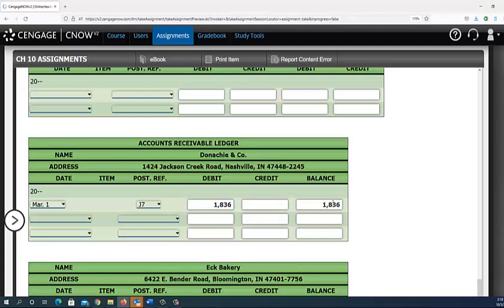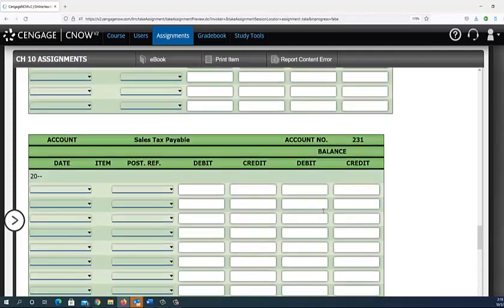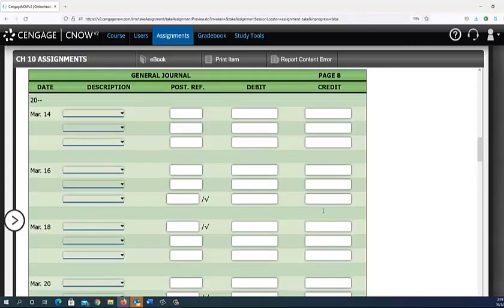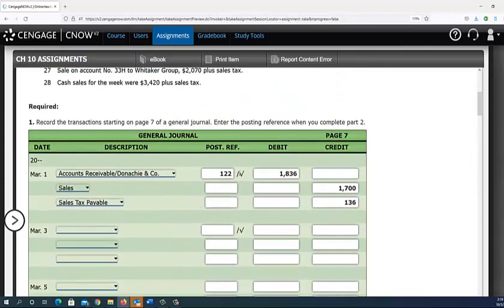Now notice we've only got one column here for the balance, and we need to know whether that balance represents a debit or credit, so we'll know how to balance out later on. Since this is an accounts receivable ledger, accounts receivable has a normal debit, so this balance is a normal debit. Now normally you would put another posting reference up here, but the system already has it in for us. You put a check mark after you've posted the customer's account.